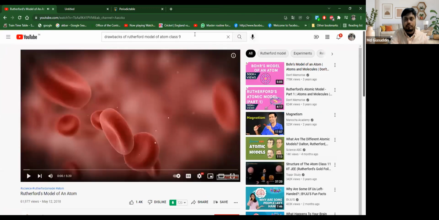Okay. So before moving on, the next topic is: who has solved this puzzle? There has to be someone who can actually solve this puzzle. Can you tell the person's name? Neil Bohr. Yes, Niels Bohr.